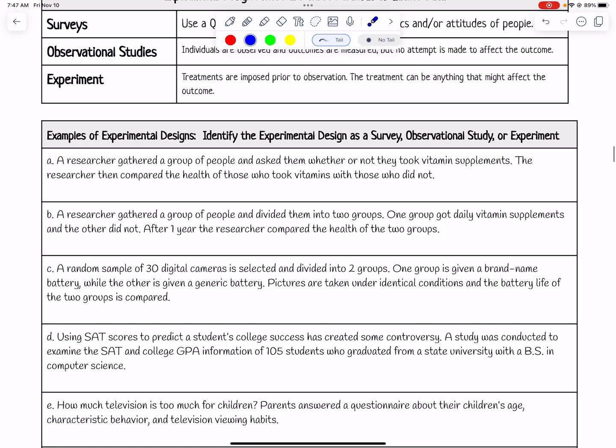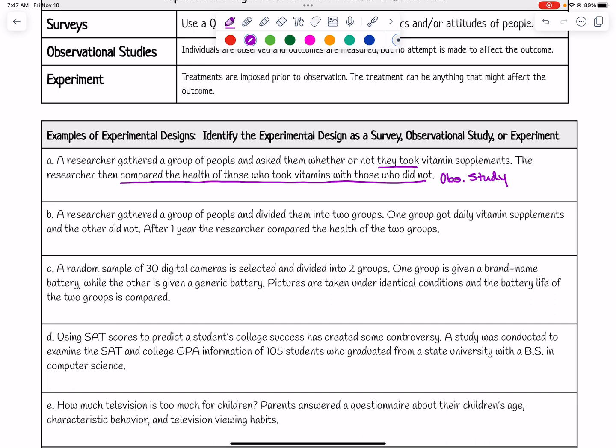Example A says a researcher gathered a group of people and asked them whether or not they took vitamin supplements. The researcher then compared the health of those who took vitamins and those who did not. So this could be an observational study because they did not impose any treatments, but they are observing whether or not they already took the vitamin supplements, and then they're comparing the health of those who took them with those who did not.